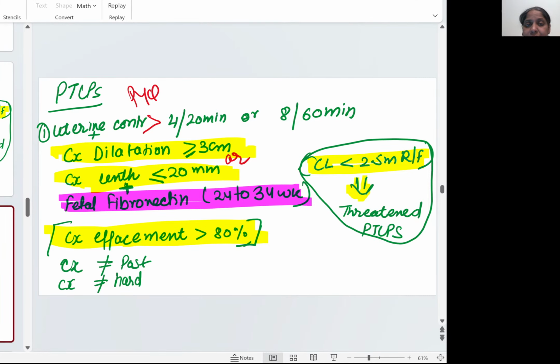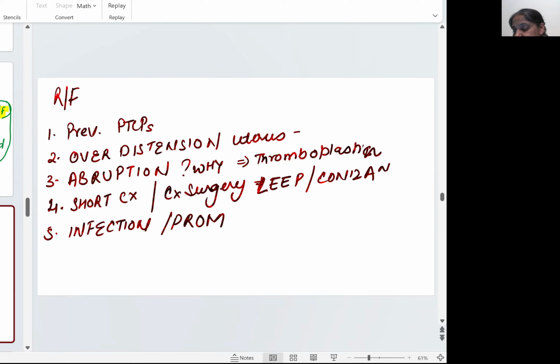What are the risk factors for preterm labor pain? Most important, previous history of preterm labor pains. Over-distended uterus causes preterm labor pains. What are the reasons of over-distended uterus? Yes, students, what are the causes of over-distended uterus? Please tell me. Twins. What are the other causes? Polyhydramnios, macrosomia.